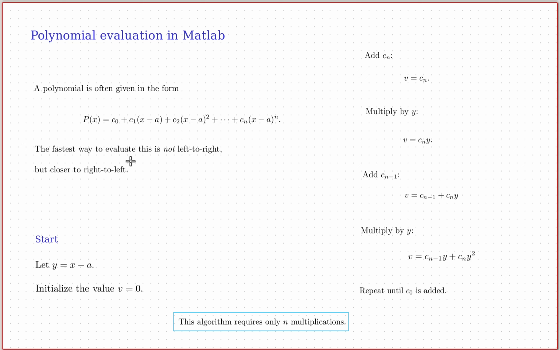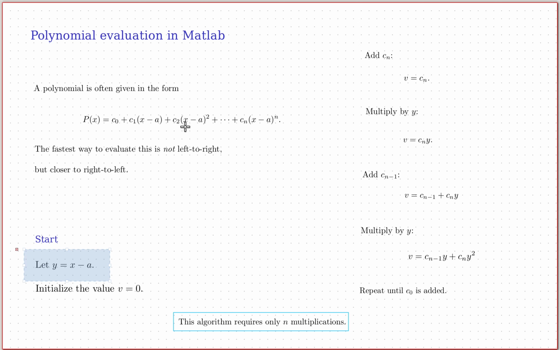And the best way to do it is actually closer to doing it right to left, right? Actually kind of starting on the right and working towards the left. Okay, so let me explain in detail here. So we'll start off by storing the value of x minus a in y, right? And then we can forget about x and a. We'll just use y for everything, right?